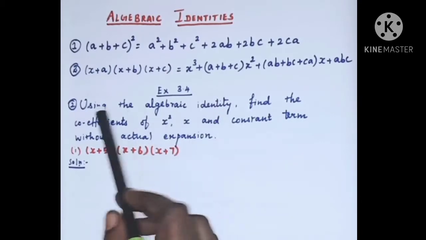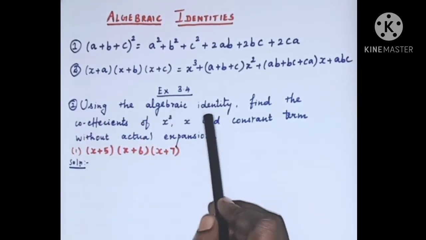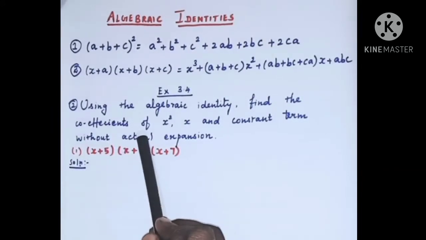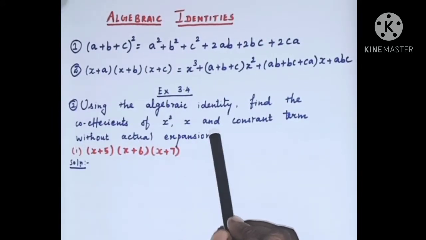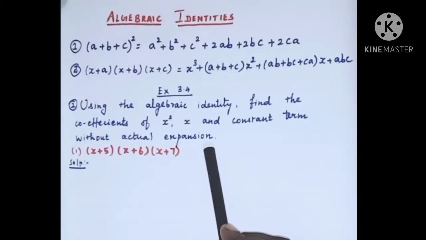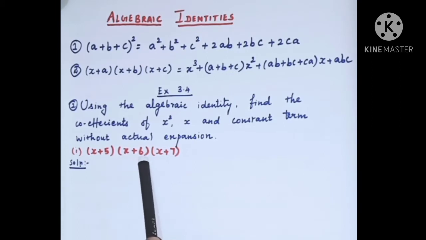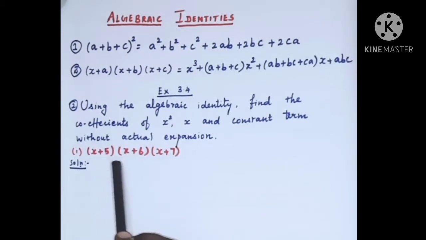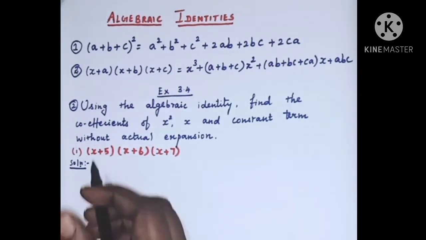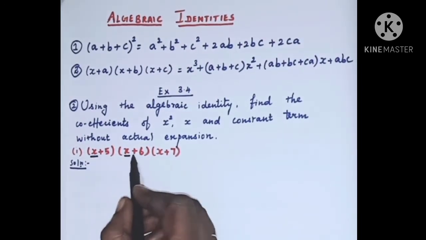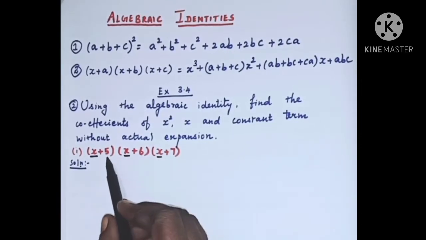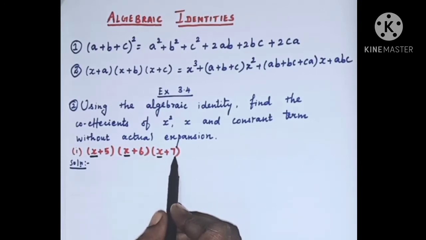Exercise 3.4, second sum. Using the algebraic identity, find the coefficients of x square, x and constant term without actual expansion. The first subdivision is x plus 5 into x plus 6 into x plus 7. Observing this expression, the first term, x, is the same in all the expressions. But the second term is different in all the expressions: 5, here 6, here 7.